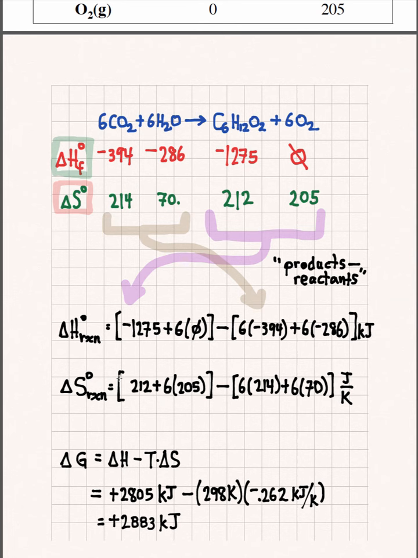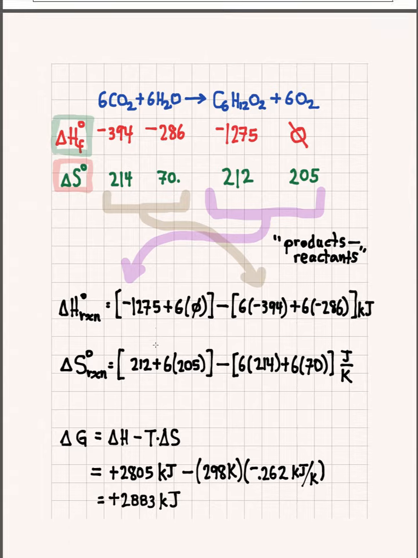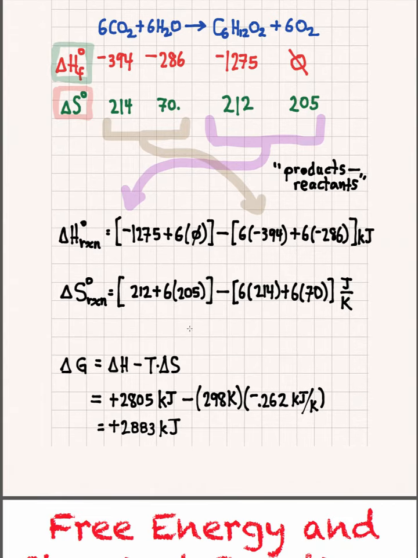And I get values of, what do I go? Ooh, did I even solve it? I don't think I even wrote down the answer. I didn't write down the answer for this, but it is 2805 positive. Whoa, so this is not favored in terms of enthalpy. Is it favored in terms of entropy? This answer looks like it came out to negative 262 joules per Kelvin.